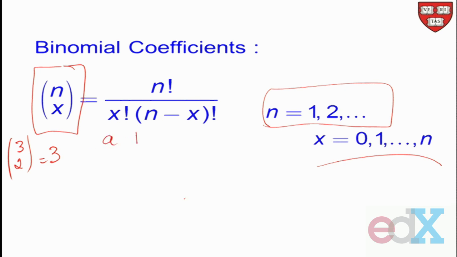So for example, if the 3 items are A, B, C, if we have to choose 2 of them, we could choose AB, or AC, or BC. So there they are. There's the 3 ways we can choose those items. So those are the binomial coefficients.